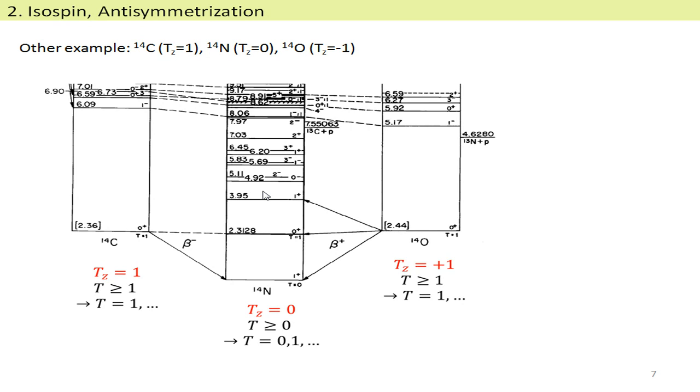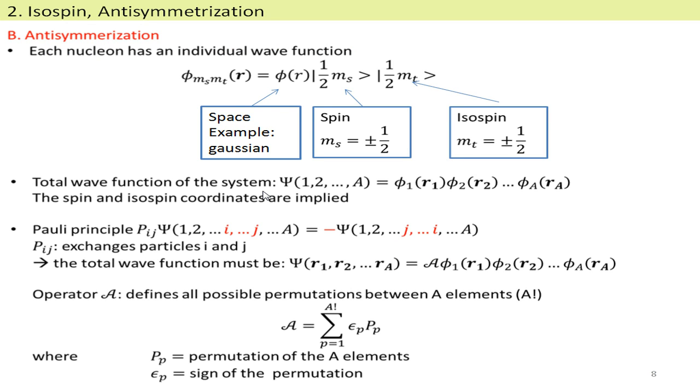So you can classify, in nitrogen-14, you can classify the states. Some have isospin 0, so T equals 0, and are specific to nitrogen-14. And others have isospin 1, for example this one, and then you can find them in the other mirror nuclei. So isospin is a very important concept in nuclear physics.